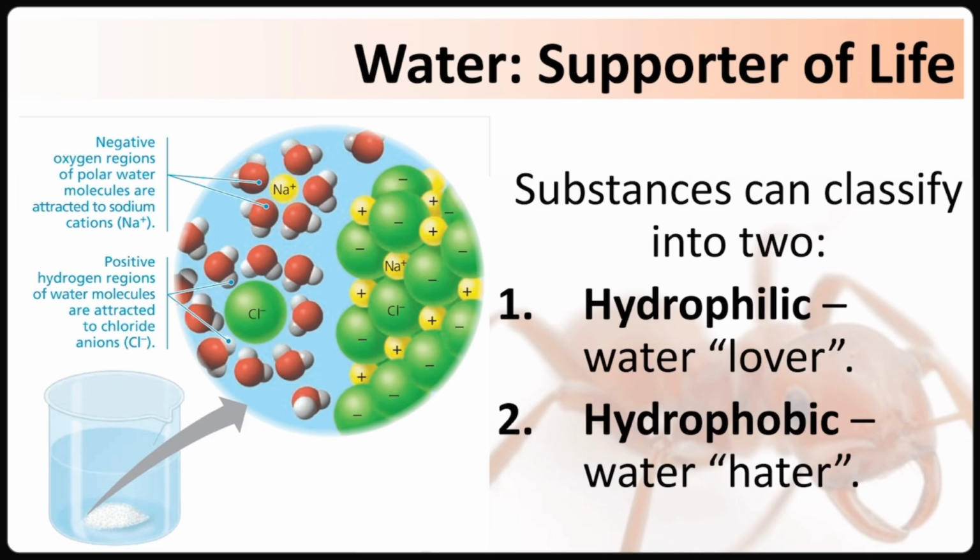Now, substances can also be classified into two. We have the hydrophobic and the hydrophilic. We're very familiar with hydrophobic and hydrophilic. Hydrophilic substances like sodium chloride, the one that you can see in the picture, dissolve easily in water because their charged particles interact with water molecules. While hydrophobic substances repel water and do not dissolve.